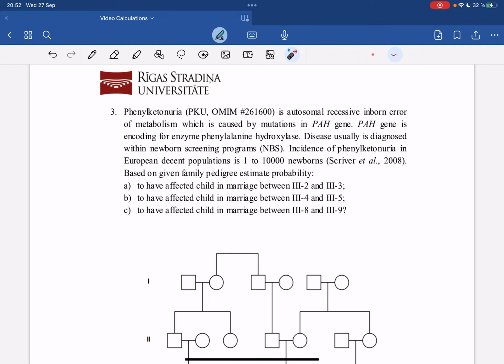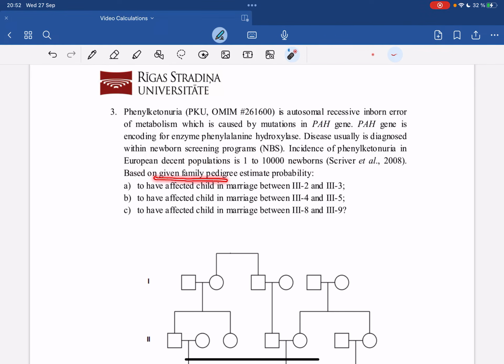Phenylketonuria is an autosomal recessive inborn error of metabolism which is caused by mutations in the PAH gene. The PAH gene encodes the enzyme phenylalanine hydroxylase. The disease is usually diagnosed within newborn screening programs. Incidence of phenylketonuria in the European descent population is 1 out of 10,000 newborns.